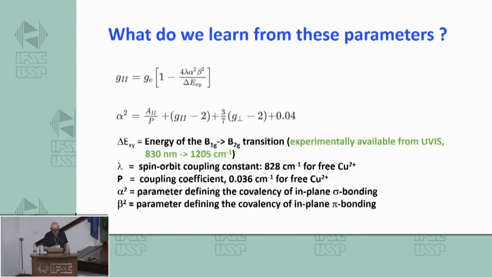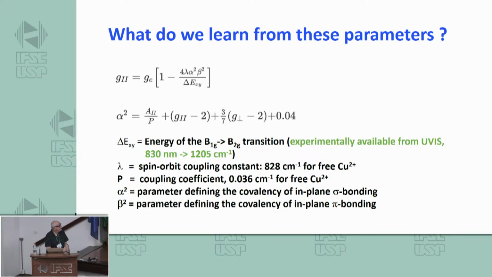So what we learned from these is basically the question that the structural chemist, of course, would like to answer. Let's say we have succeeded in measuring g parallel and g perpendicular. What does it relate to? People have used simplified approaches using first-order perturbation theory, and this equation is a pretty robust one. It relates this parameter to parameters that define the covalency of in-plane sigma bonding and the covalency of in-plane pi bonding.